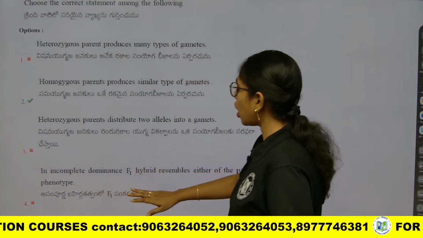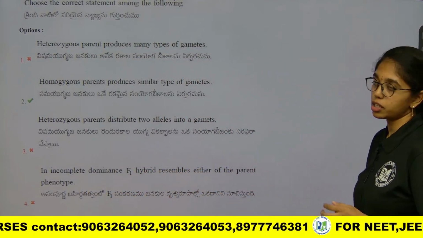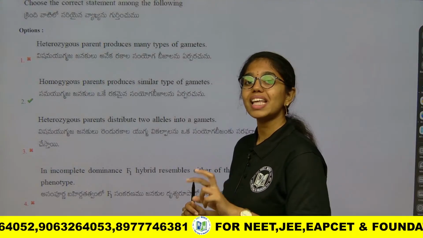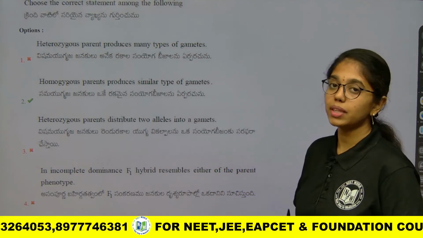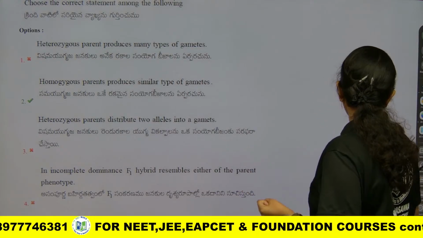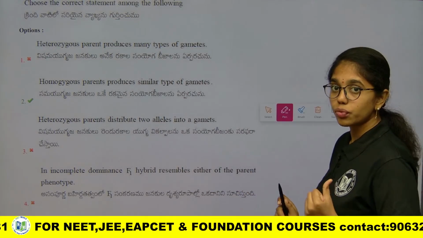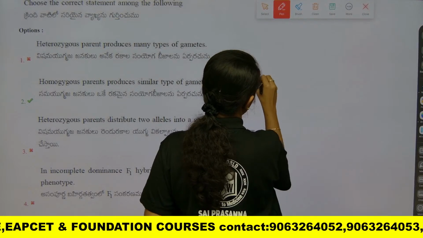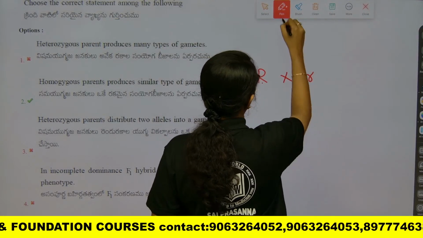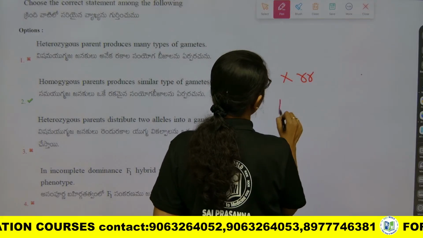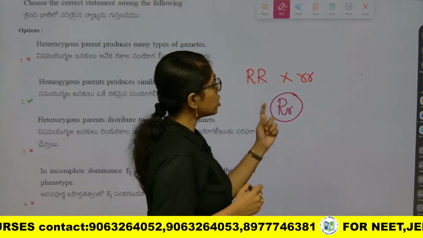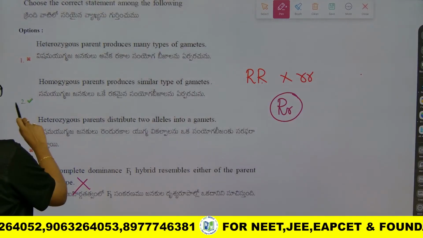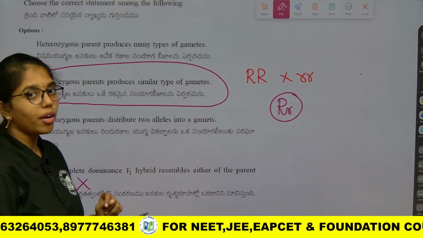Incomplete dominance, F1 hybrid resembles either of the parents. Wrong. In incomplete dominance, F1 hybrid will not show resemblance with any of the parents. This we have seen with the example of snapdragon, wherein pure red colored flowers when crossed with white colored flowers, the F1 offspring are of heterozygous pink color. This is not resembling any of the parents. So, yes, this is wrong. The correct statement is homozygous parents will produce similar type of gametes. Clear?